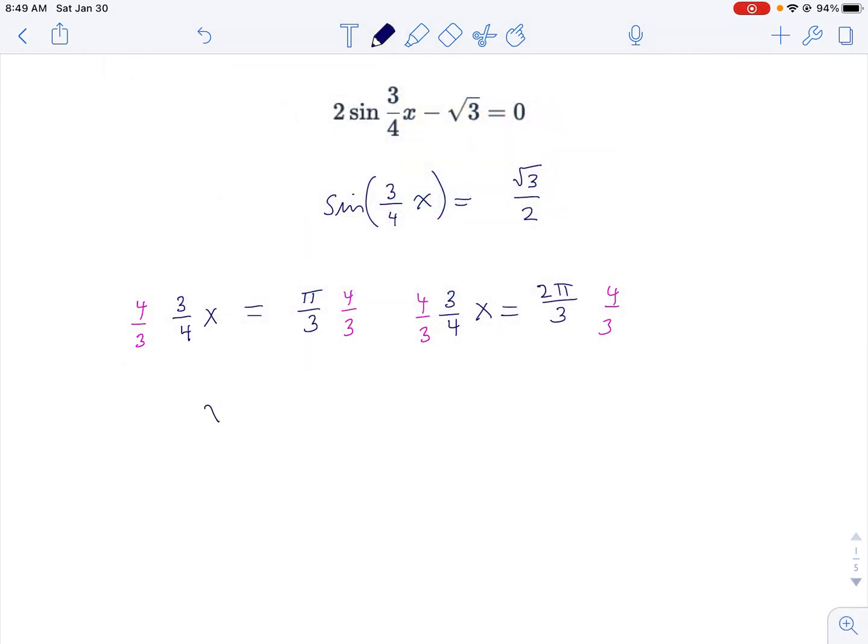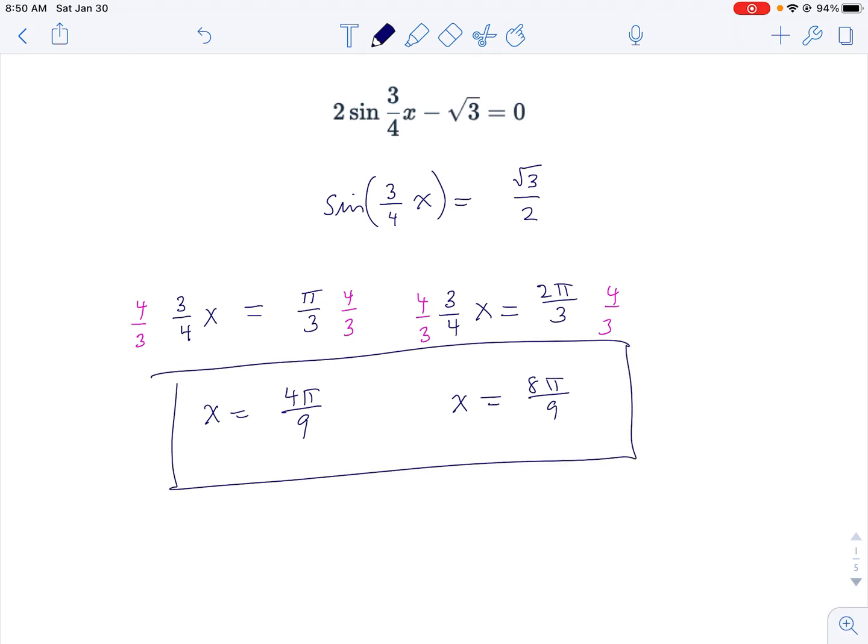is going to be x equals, and the right side would be pi over 3 times 4/3, so that would give me 4 pi over 9. The second equation, which was 3/4 x equals 2 pi over 3, when I multiply by 4/3, I get x is 8 pi over 9. So those are my two answers, 4 pi over 9 and 8 pi over 9.